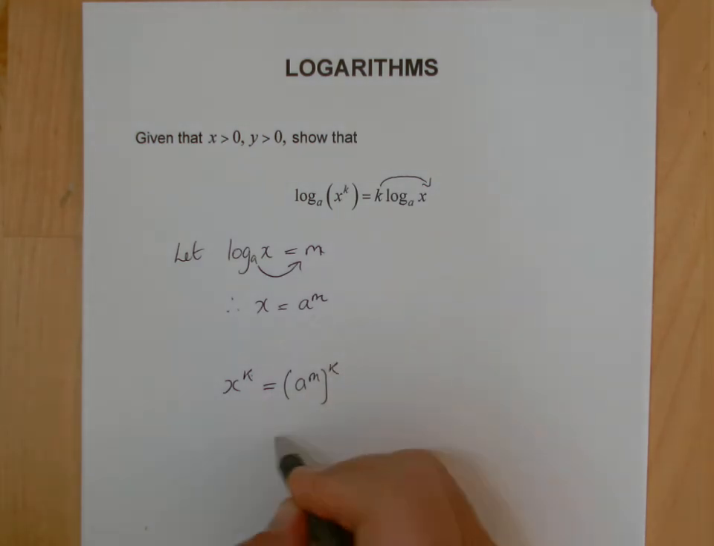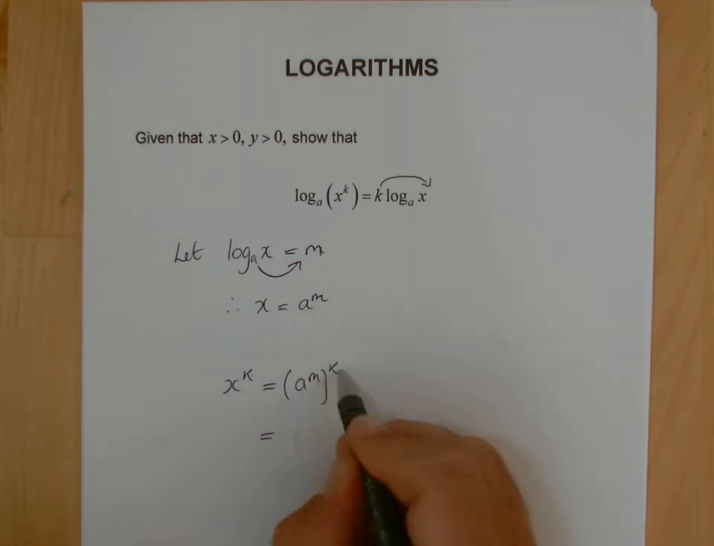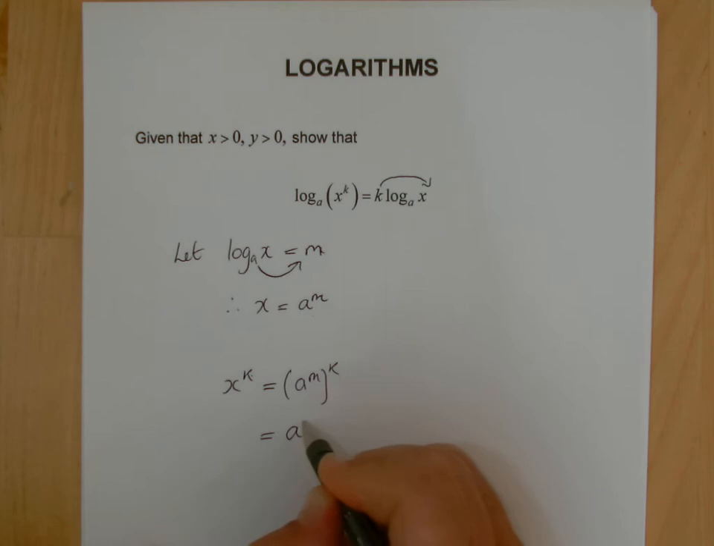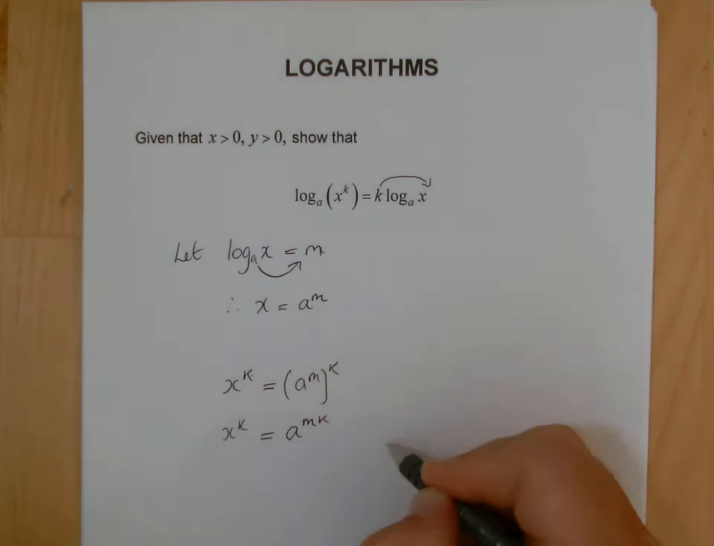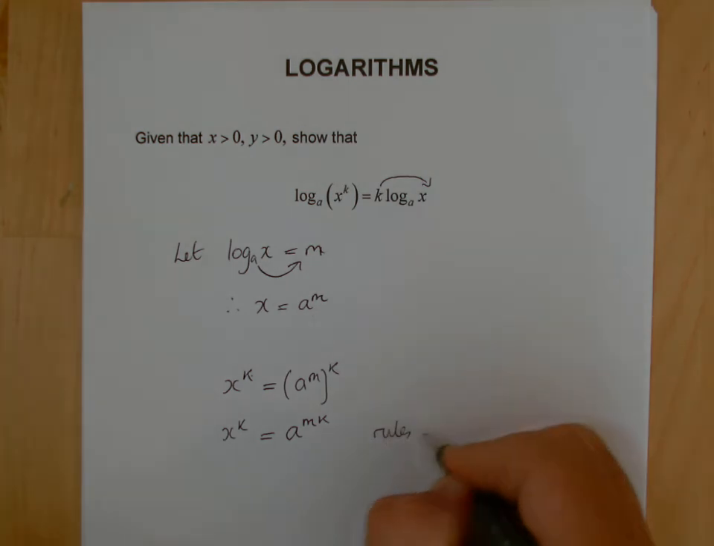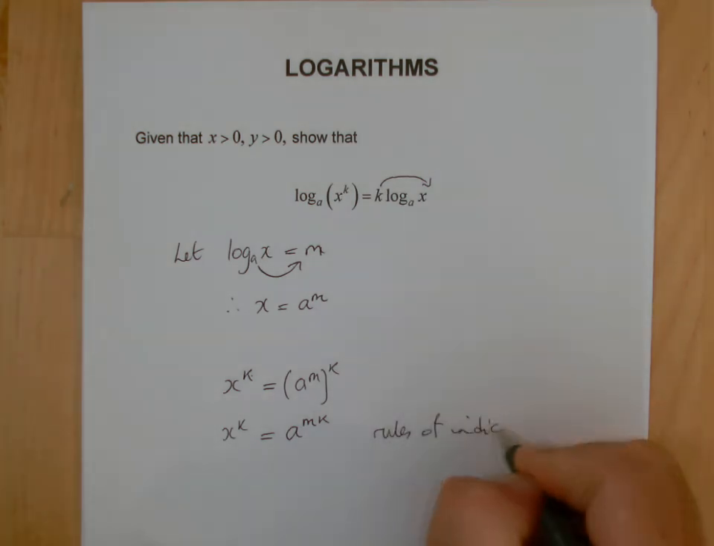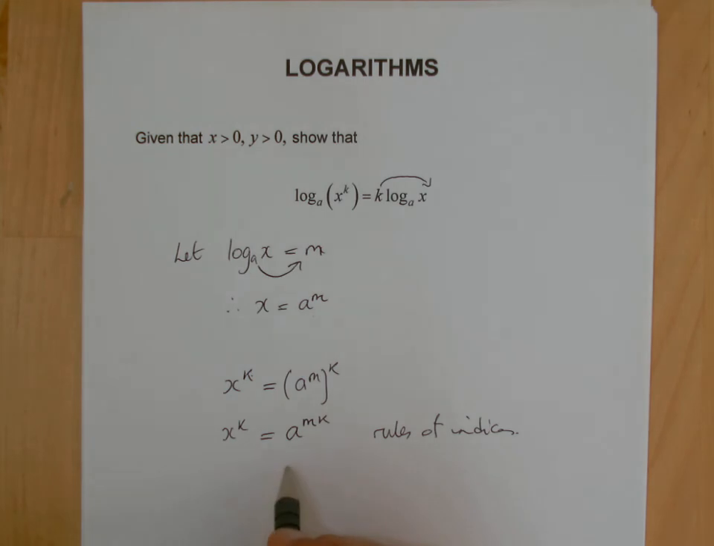Now, the rules of indices again apply. You just need to appreciate here, when you've got one power raised to another, quite simply, it is multiplying the terms. That's what's going on there. So that will be the rules of indices, just multiplying the terms. Then I can look at what I've got. I've got x to the power k equals a to the power mk.